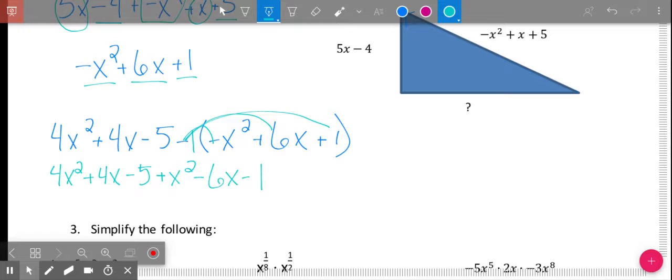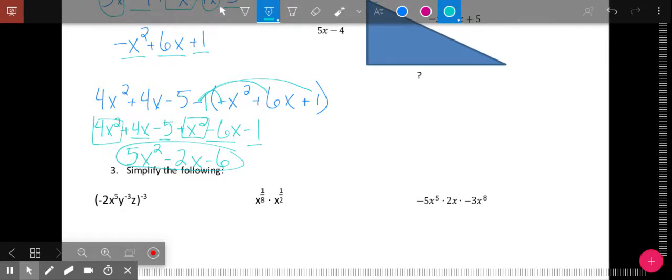From there, I'm going to combine all my like terms. So 4x squared plus x squared gives me 5x squared. 4x minus 6x gives me negative 2x. And then negative 5 minus 1 gives me negative 6. And that's going to be my final answer. All right, so if you have questions about those first two, please make sure you're asking. Now we're going to look at number 3.